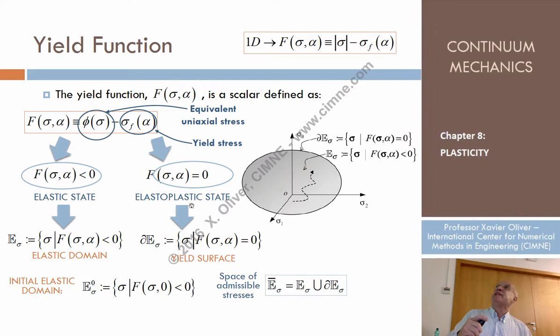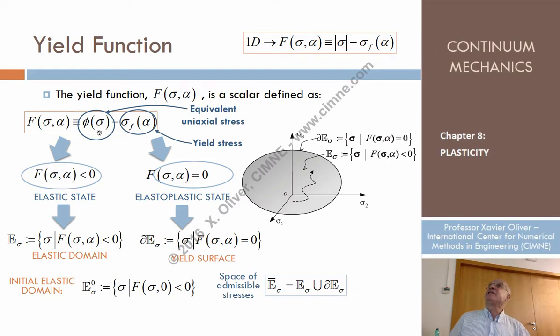So now we define the yield function. The yield function in 1D was defined as the modulus of sigma minus the yield stress function. And in that case, we just do an equivalence. Instead of doing that, we put here a scalar function of the stresses. This is called the equivalent uniaxial stress. So in 1D cases, this phi of sigma is the modulus of sigma.